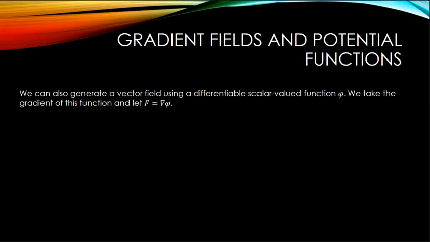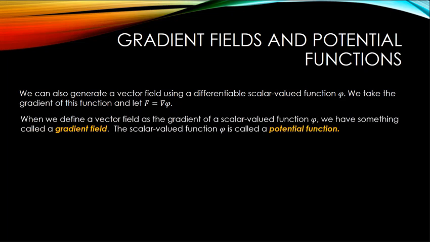Now I want to talk about gradient fields and potential functions, because this also allows me to generate vector fields using a differentiable scalar valued function, which I'll call phi, and we take the gradient of this scalar valued function phi and let my vector field F equal the gradient of this scalar valued function. When we define this vector field using this gradient of this scalar valued function, we have something called a gradient field. The scalar valued function phi is called my potential function.